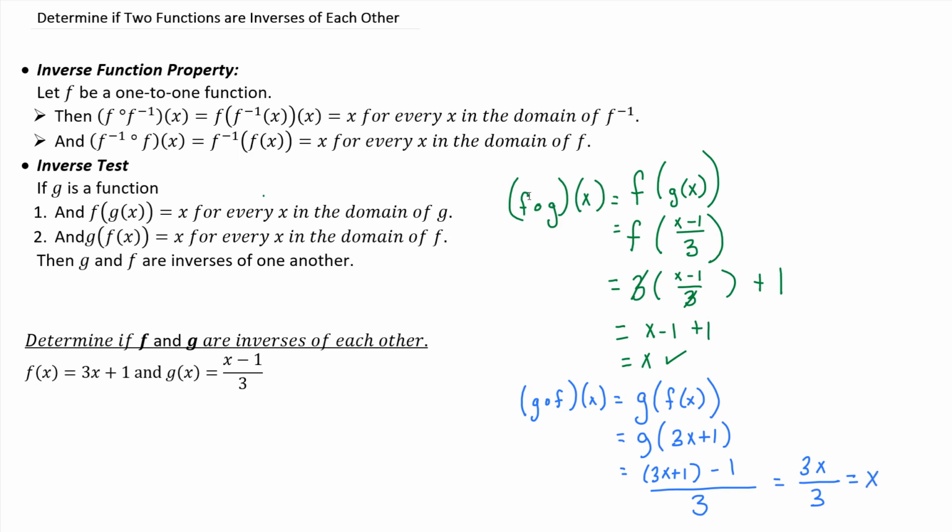So notice we started with the domain values of f, and they were sent back to themselves. You did get your x back. So we have in both directions of composition, we got x. Therefore, we conclude that f and g are inverses of each other.